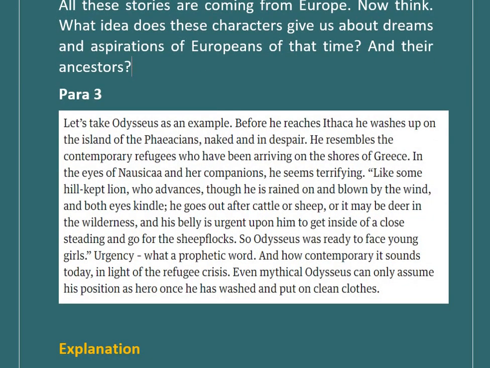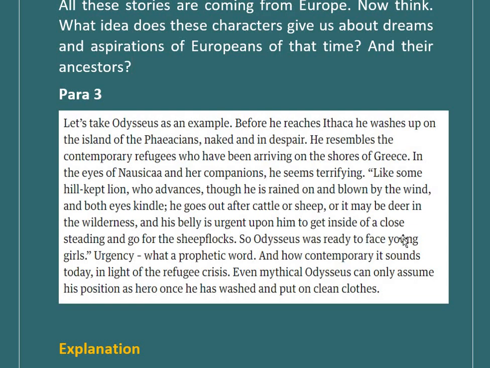And now coming to para 3, let us take Odysseus as an example. Before he reaches Ithaca, he washes up on the island of the Phaeacians, naked and in despair. He resembles the contemporary refugees who have been arriving on the shores of Greece. In the eyes of Nausicaa and her companions, he seems terrifying. This is the description: like some hill-kept lion who advances, though he is rained on and blown by the wind, and both eyes kindle. He goes out after the cattle or sheep, or it may be deer in the wilderness, and his belly is urgent upon him to get inside of a close steading and go for the sheep flocks.